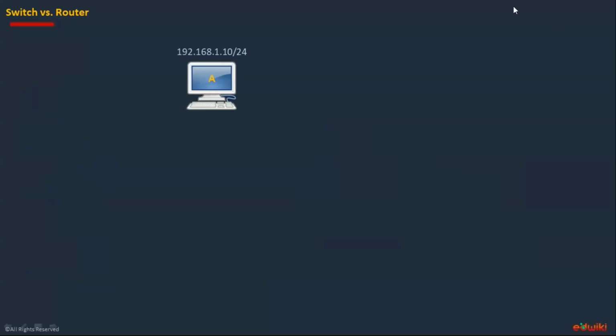I'll give you a little more information here. You see this diagram, guys. I have a server A having some IP address, and along with the IP, I'm also giving you the CIDR notation, because that CIDR will tell you which network the IP is in. Otherwise we don't know.